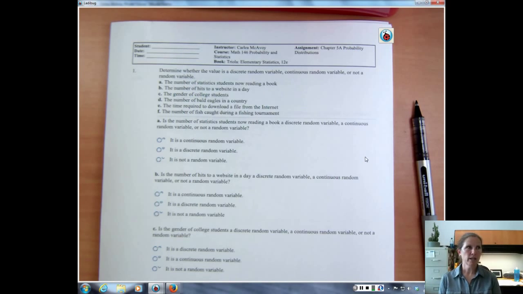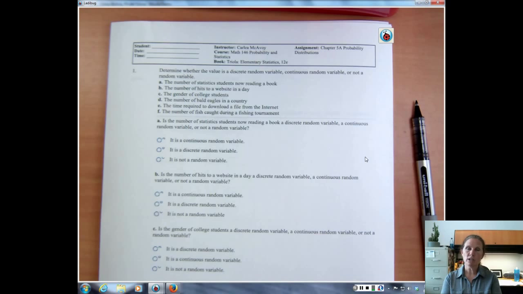Number 1 is talking about determining whether the value is a discrete or continuous random variable or not a random variable at all. I'm not going to do every one of these, but I will give you a strong hint. If it's countable, then it's discrete. So the number of cars in the parking lot, the number of students doing statistics, those are all discrete. The thing that's continuous is something that you can't count, like a distance or a temperature or a height. The things that you need a decimal to answer, those are continuous.